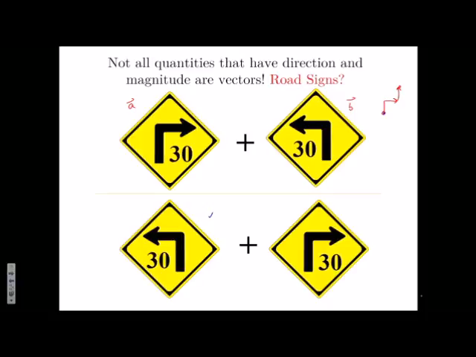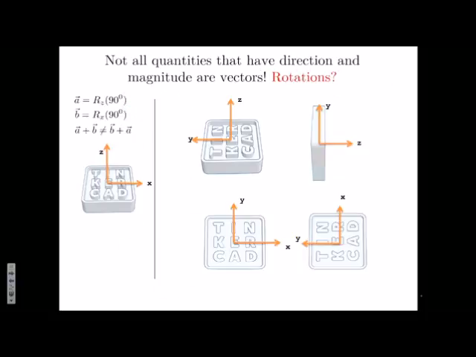the same place, and I'll take a left turn, and then I'll take a left turn, and then I'll take a right turn. I get over here, right? So clearly, if you do A plus B, which is not same as B plus A, because your final answer is not same. You're not leading to the same destination, which means that road signs are not vectors.